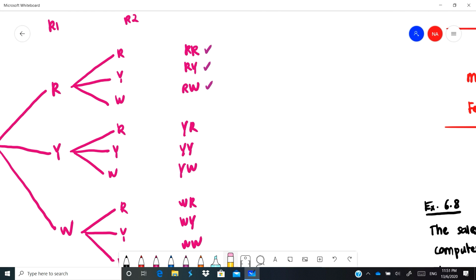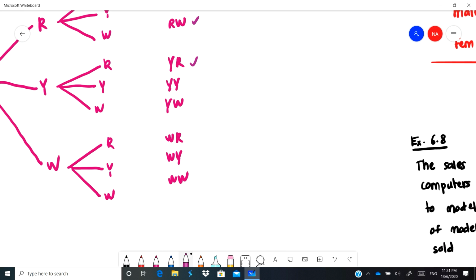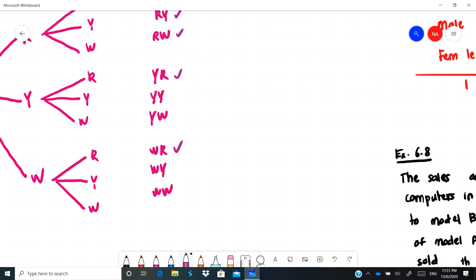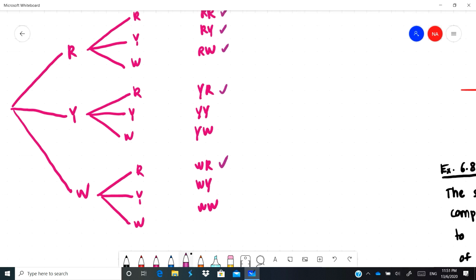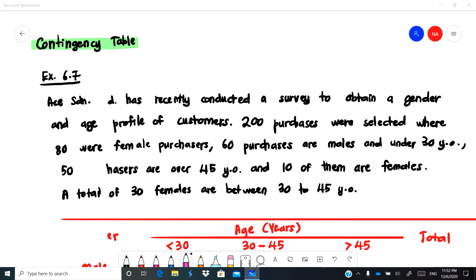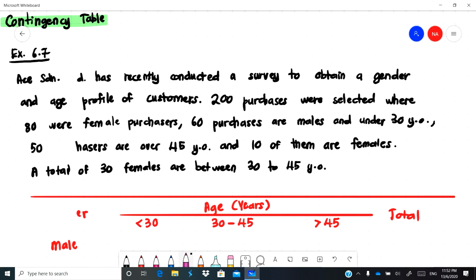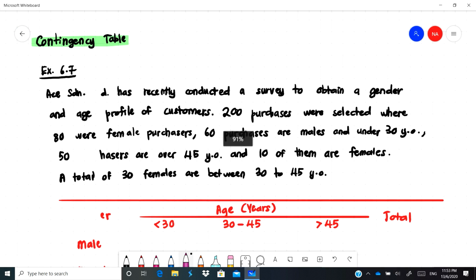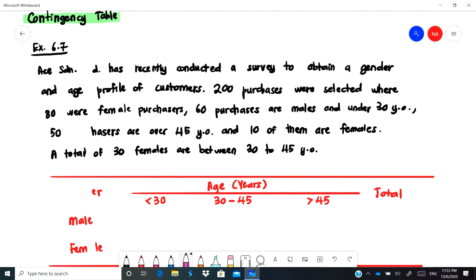Okay, one red sign, so we mark all those with red signs. So we have 5 over 9. So that's how you draw the tree diagram for this equation. Very easy, right? Then using the tree diagram, we can also use the contingency table, which is also clearer to solve this probability problem.